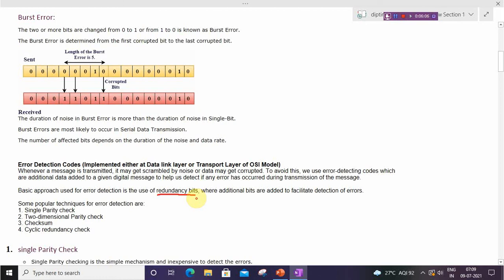And some popular error detection techniques are single parity check, two-dimensional parity check, checksum and cyclic redundancy check (CRC). And in this video, I will discuss single parity check.